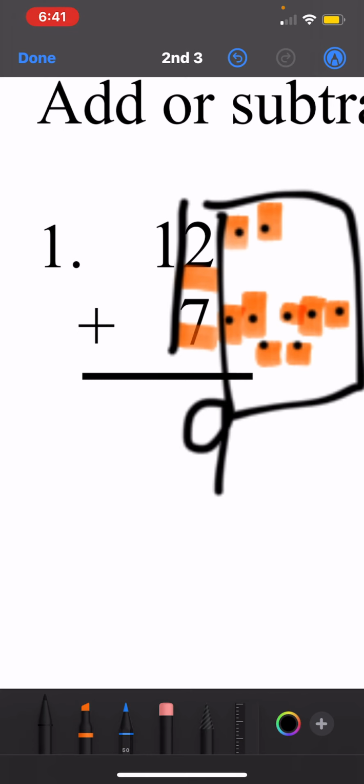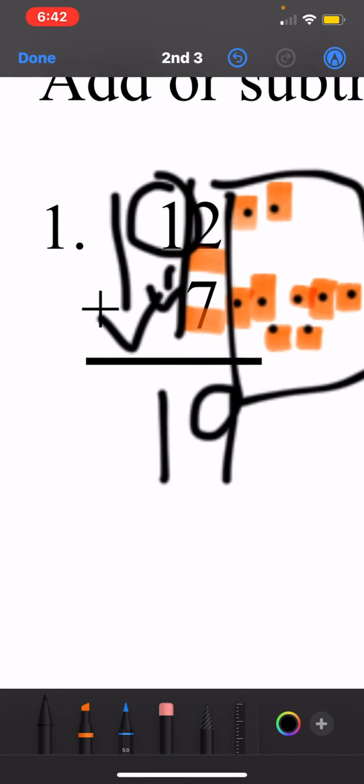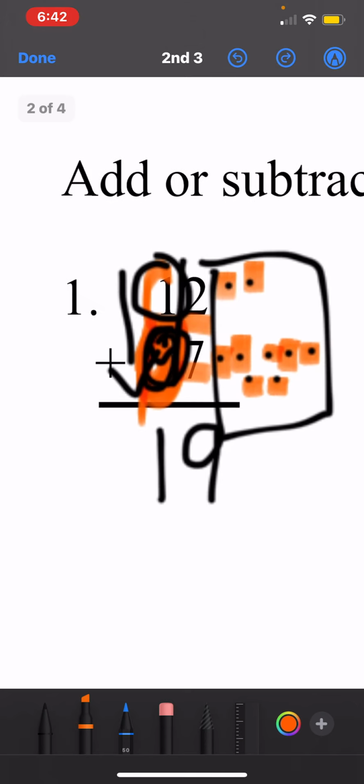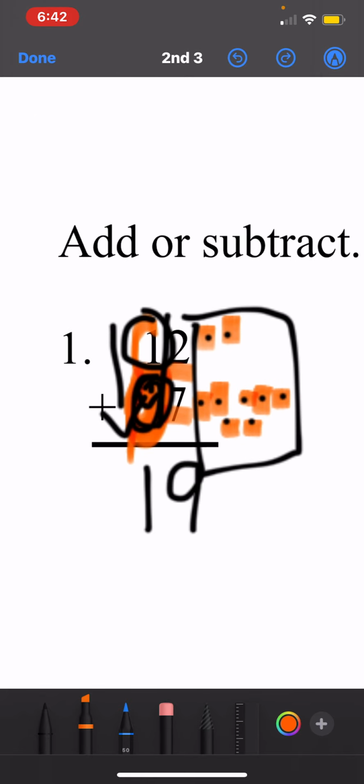And we're going to add 1 now. Let's look below 1. We have nothing below 1. So we're just going to bring down 1. Whenever there's nothing below here, we just bring down the number. Okay? So our answer for number 1 is 19.